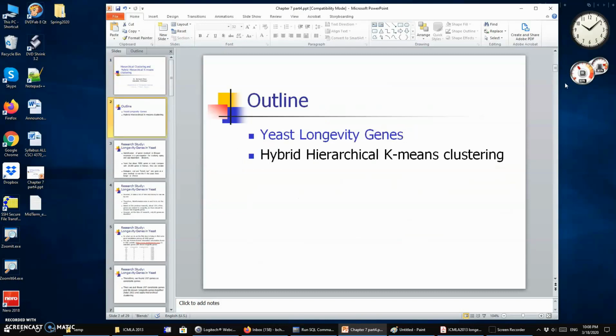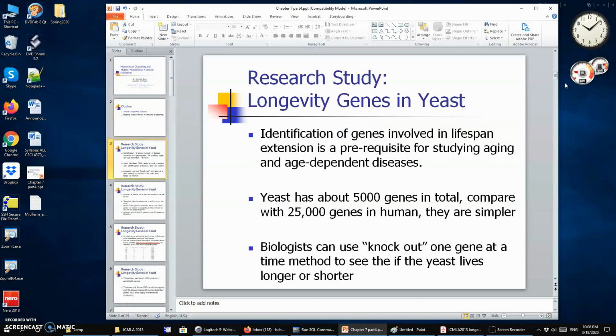In this topic, we will have two outlines. First one is about the yeast longevity genes research that I want you guys to read on Tuesday's class. And after that, we will look into a new algorithm, which is a combination of hierarchical clustering as well as k-means clustering.